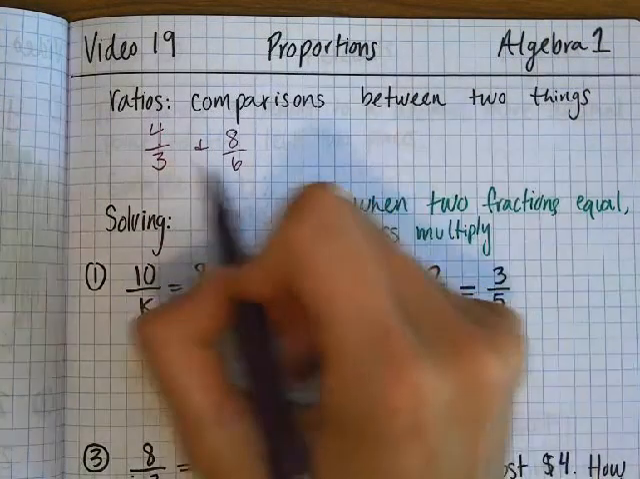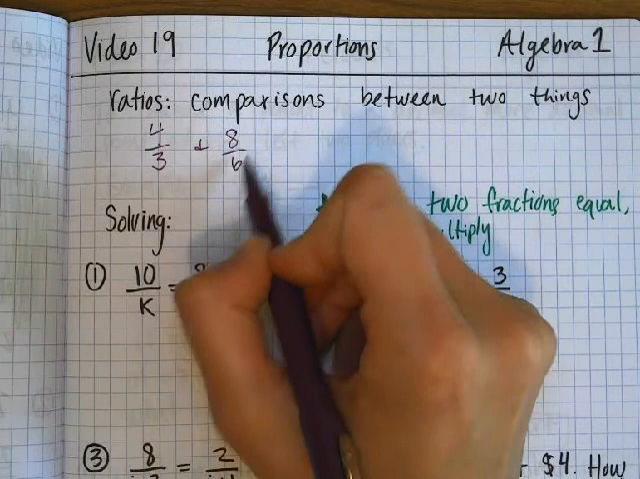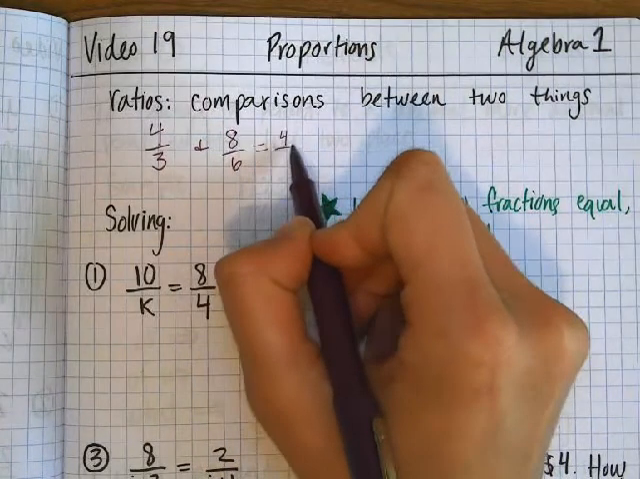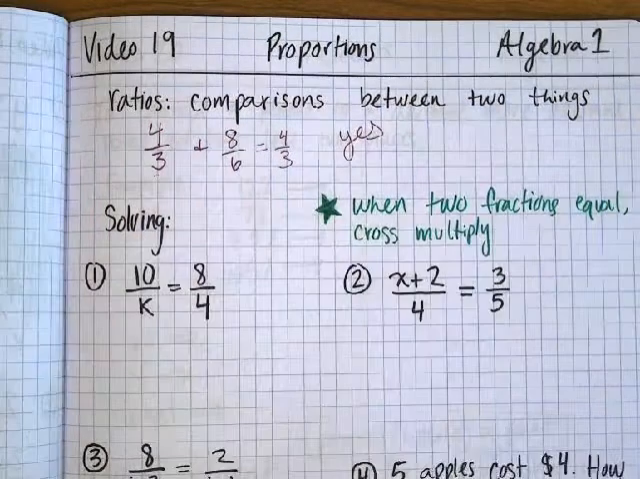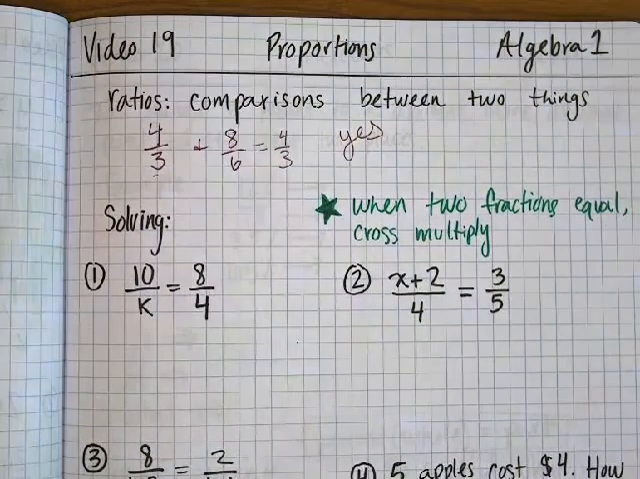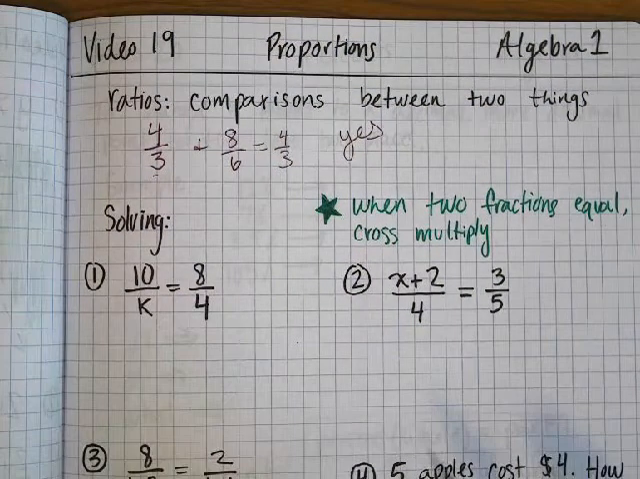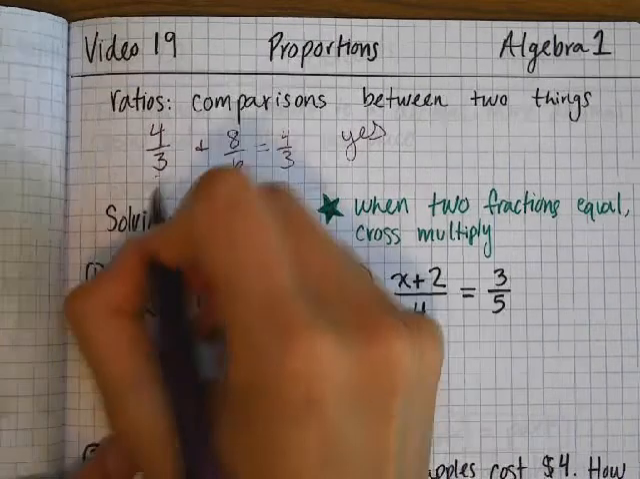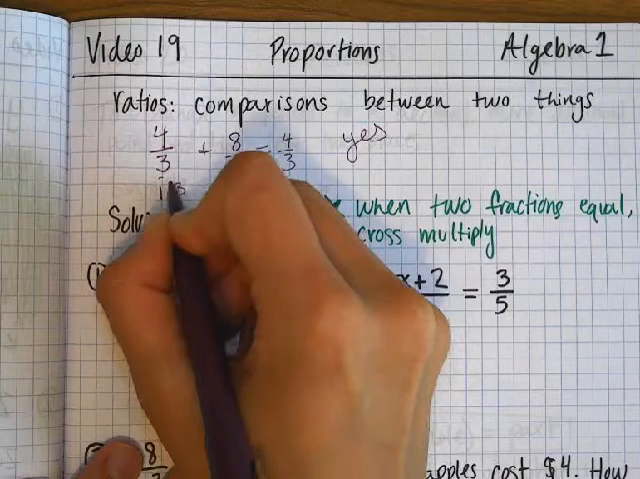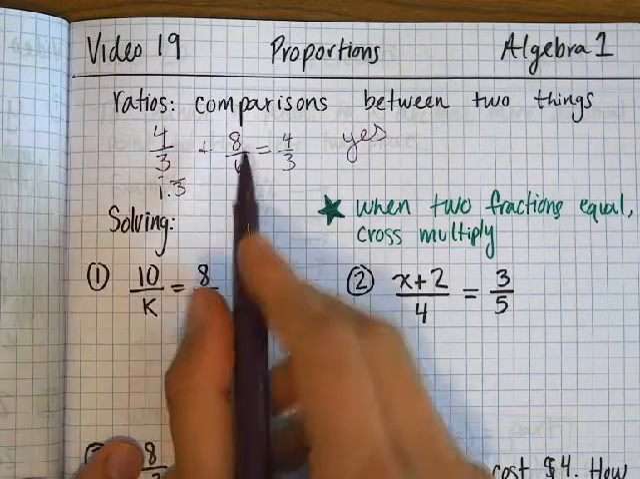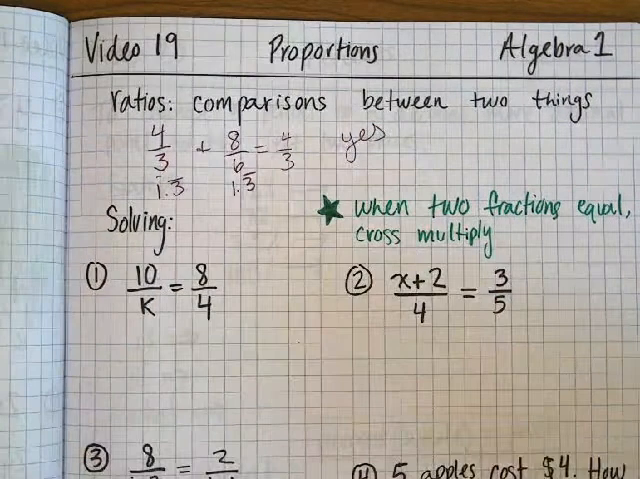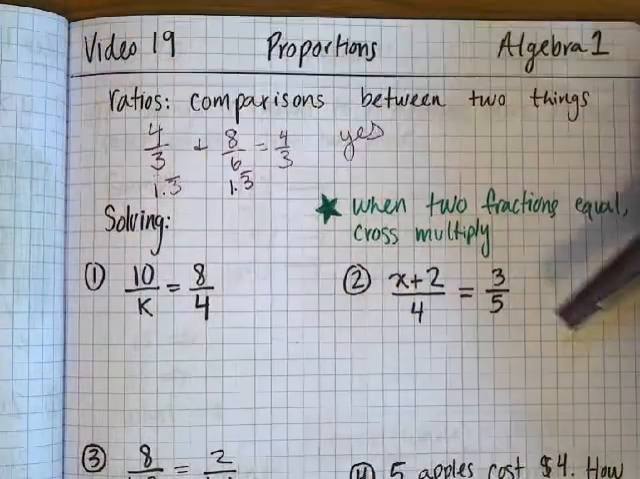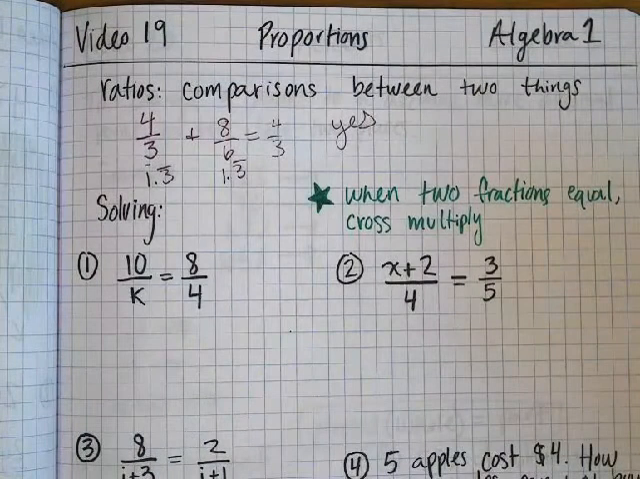Well, if you reduce 8/6, that reduces to 4/3. So yes, those things are proportional, okay? Now maybe it's not that easy. Maybe you need a little bit of help. If you take 4 divided by 3 on your calculator, you get 1.3 repeating. If you take 8 divided by 6 on your calculator, you get 1.3 repeating. Okay, that's another easy way to figure out if something's proportional, okay?